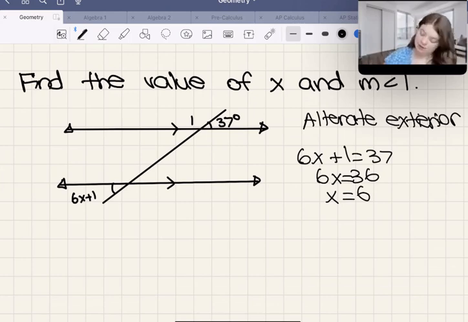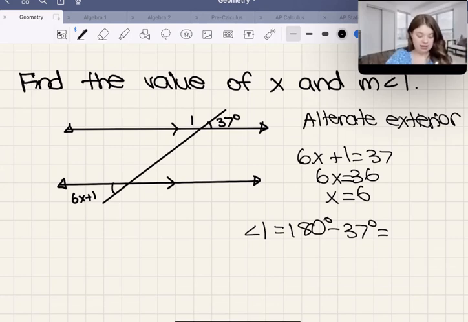As for the value of angle 1, angle 1 looks like it forms a linear pair with that 37 degree angle there. Therefore, it's 180 minus 37 degrees, which is 143 degrees. Therefore, the measure of angle 1 is 143, and x, which isn't one of the angles but is the variable we had to find, ended up being 6.